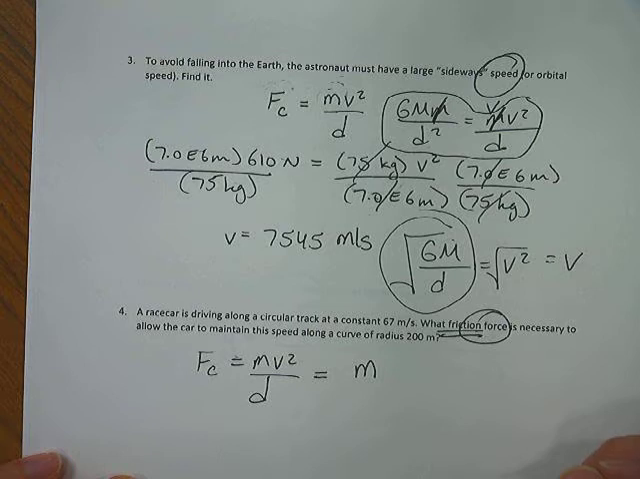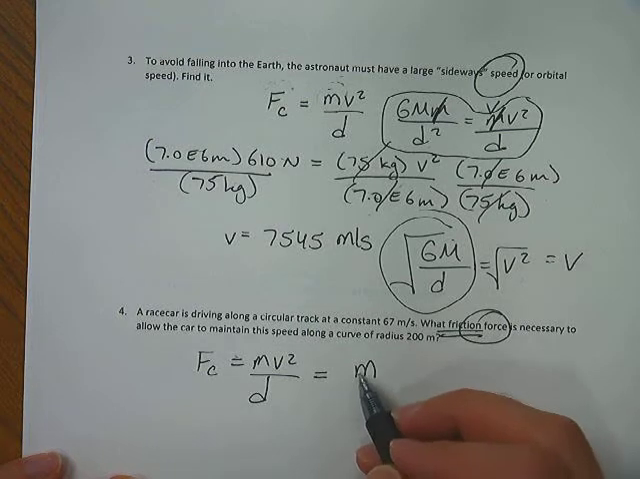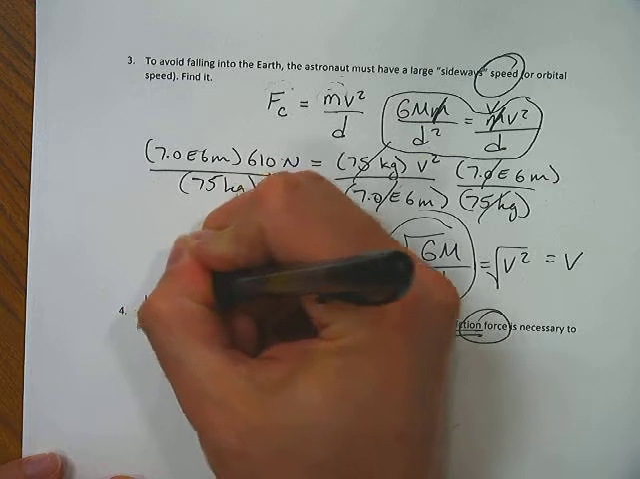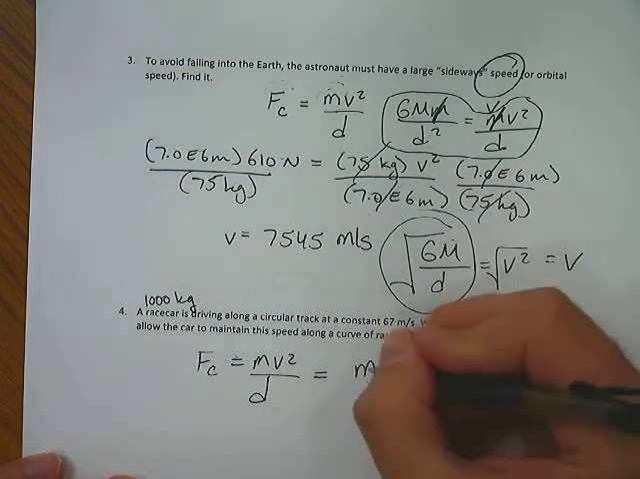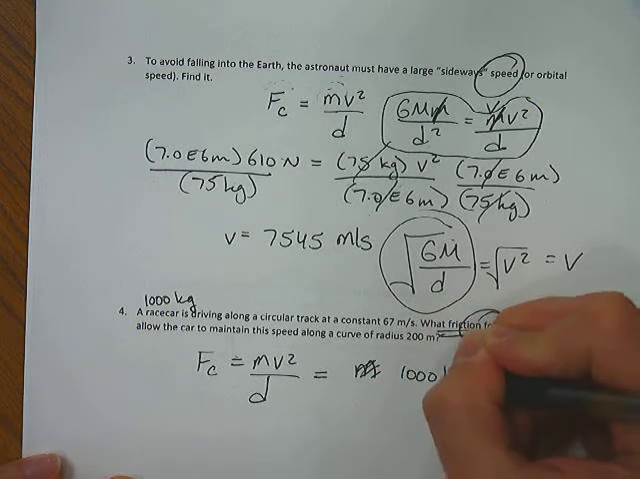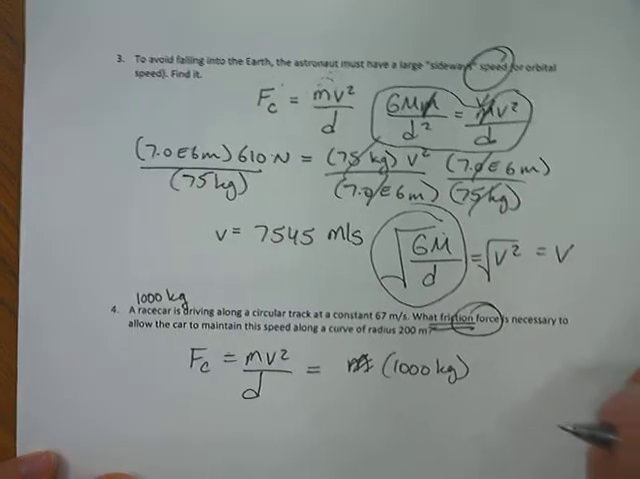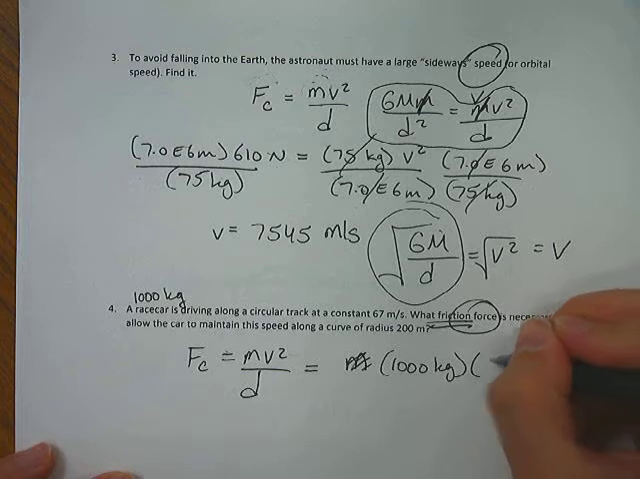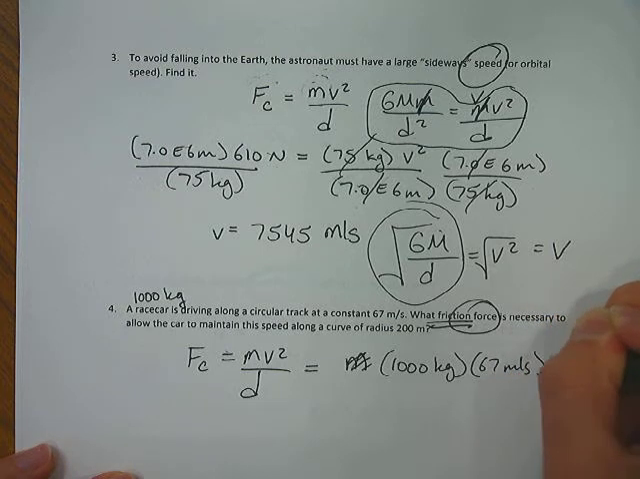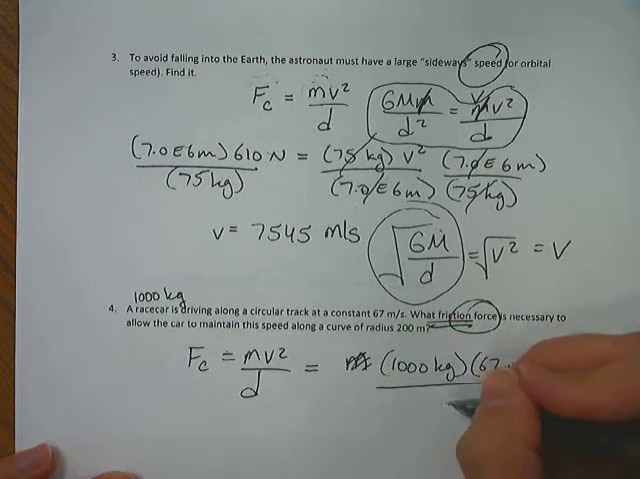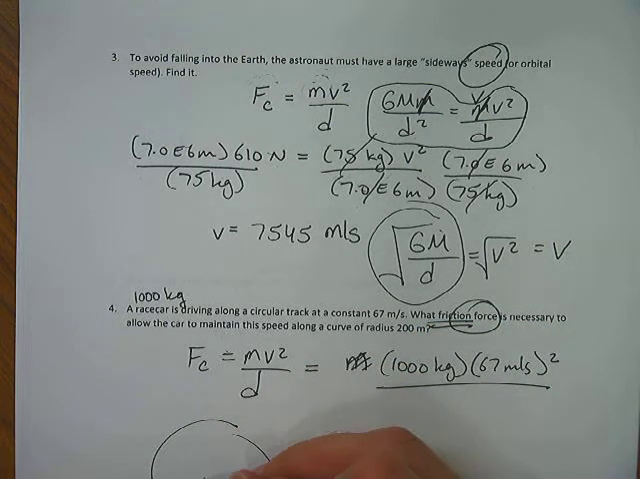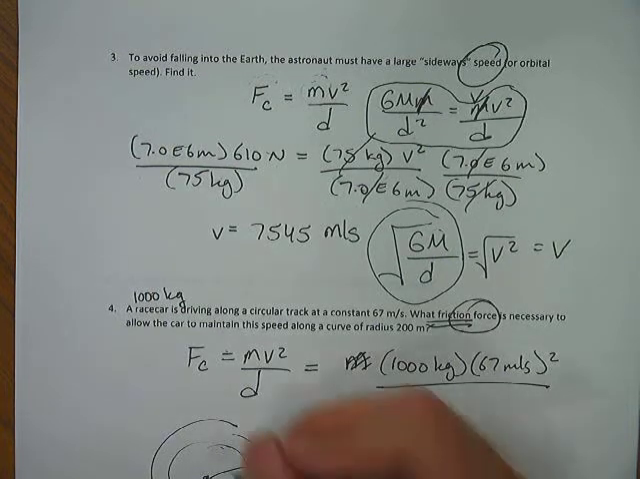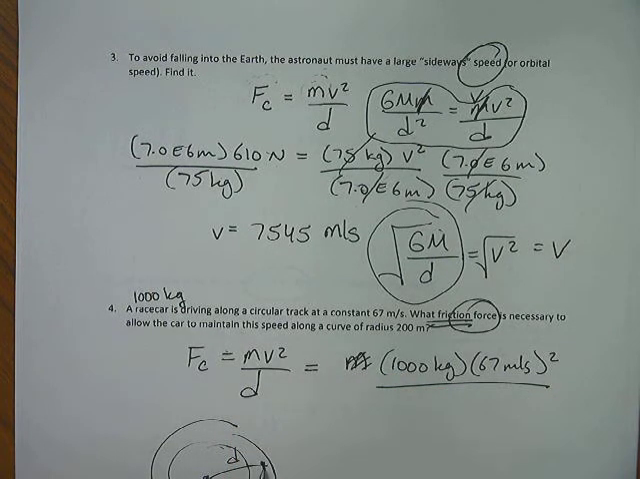Okay? What friction force is necessary to allow the car to maintain the speed of 67 at a radius of 200 meters? Okay? Well, it's going to equal the mass of the car. We weren't given that, were we? So here's the thing, we should have been given the mass of the car. We can pretend like it's 1,000 kilograms. Let's do that. So this is 1,000 kilograms.